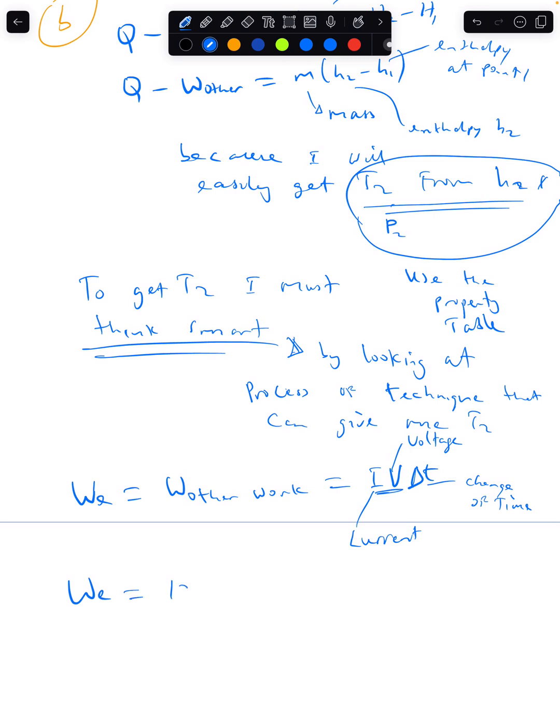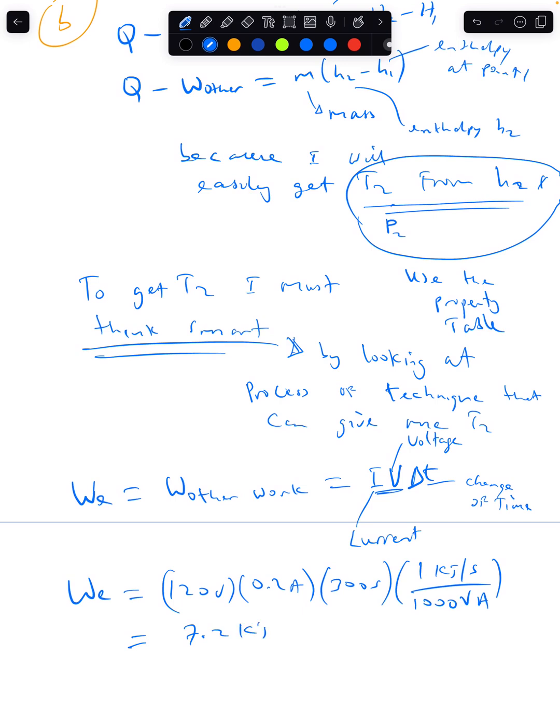And if you do that, you're going to see that the other work, which in this case is electric work, is 120 volt times 0.2 ampere, and the time is 300 seconds. And to get to standard unit, I multiply by 1 kilojoule per second over 1000 volt ampere. I'm going to get 7.2 kilojoules. That is the work done for the system.